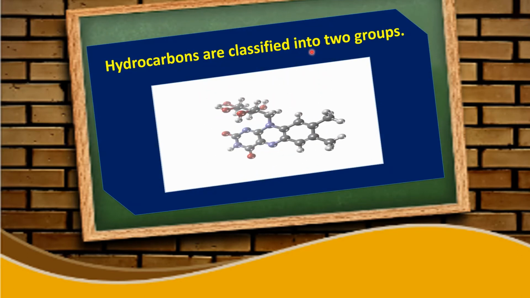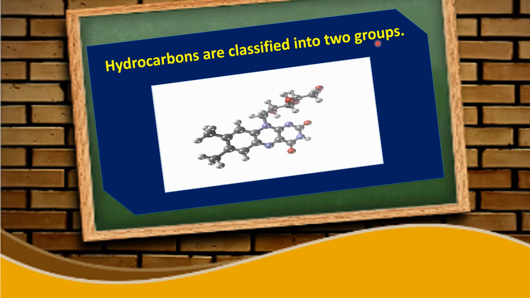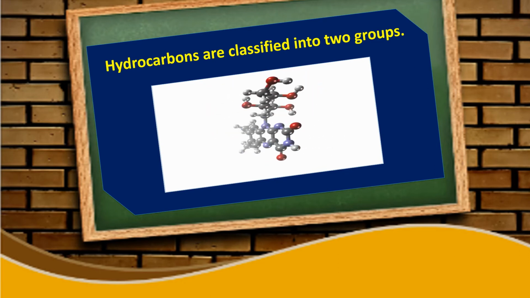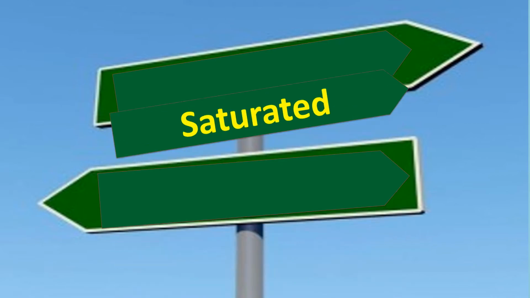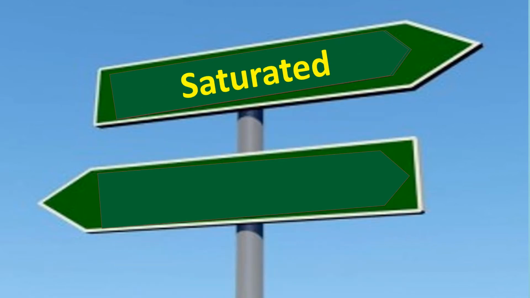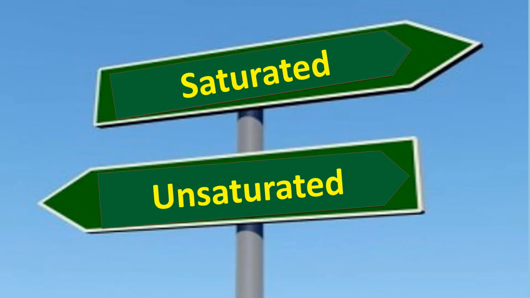Hydrocarbons are classified into two groups. So there are two groups of hydrocarbons. What are these two groups? We have saturated, and the other one is unsaturated hydrocarbon.